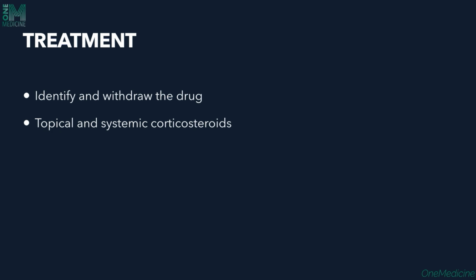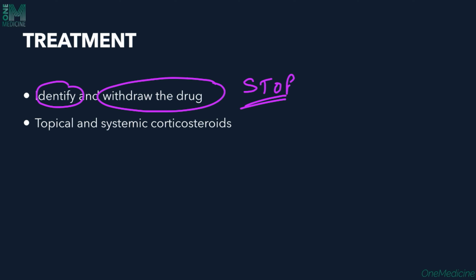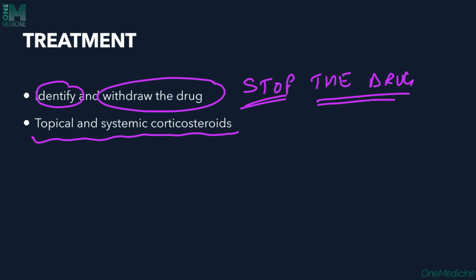Treatment: the most important treatment is to identify the drug and withdraw it. Stopping the drug will help in reducing the lesions, right? So stopping the drug is very important. Otherwise, for the symptoms, you can give topical and systemic corticosteroids for a short course until the lesions resolve. The most important thing is to stop the implicated drug which the patient is taking. That's very important for the treatment.